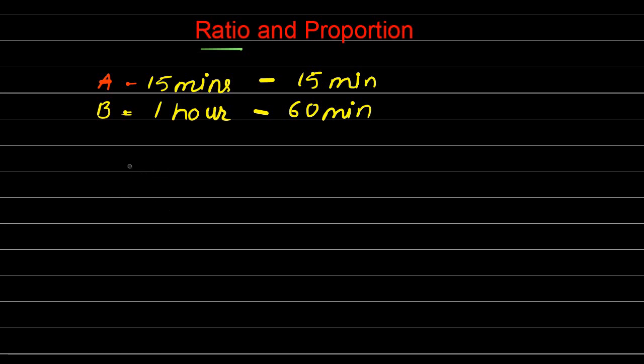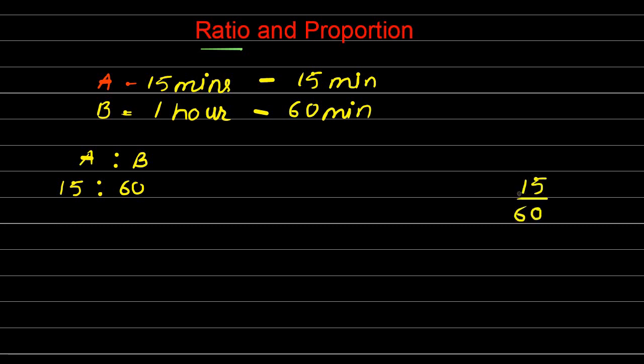Now again, if the ratio is asked like A to B, what is the time taken by A to the time taken by B? That is A is to B. So A is to B means A takes 15 minutes, B takes 60 minutes. So this is our ratio, but is it yet complete? No, you need to convert it into its lowest form. So lowest form, 15 by 60.